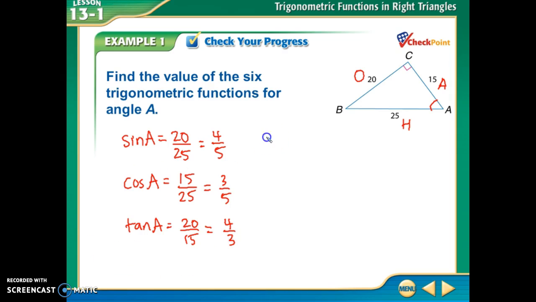Right, to go along with sine, we have cosecant. Cosecant of A, we just flip it, 5 over 4. Then to go along with cosine, we have secant. We flip it, 5 over 3. And then to go along with tangent, we have cotangent. Flip it, 3 over 4.